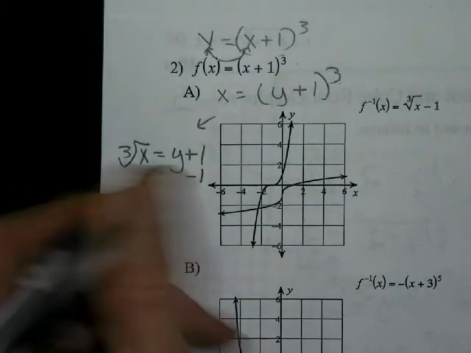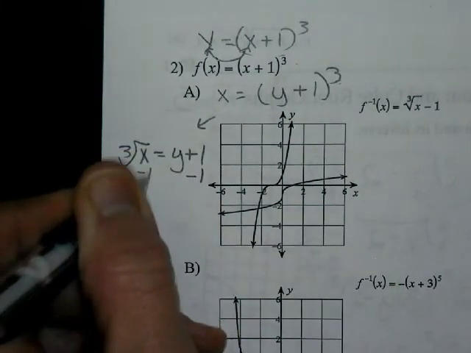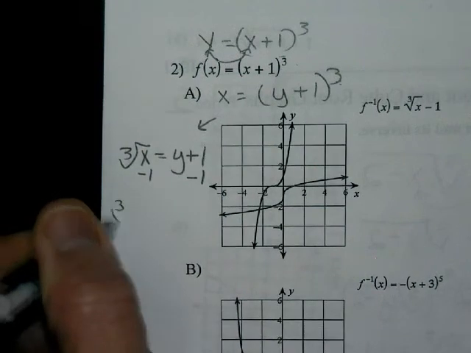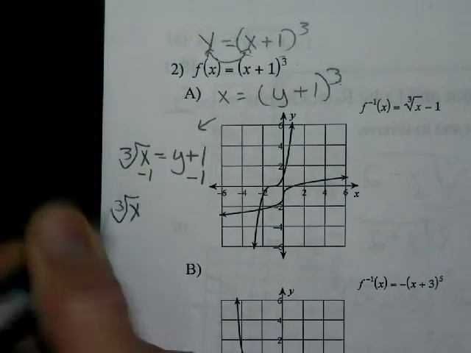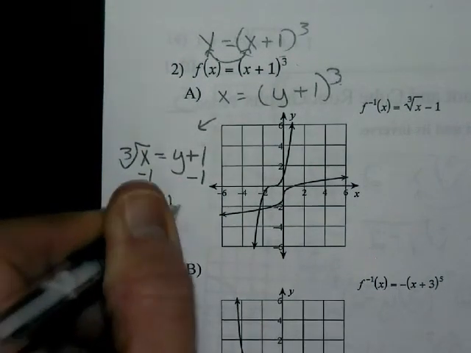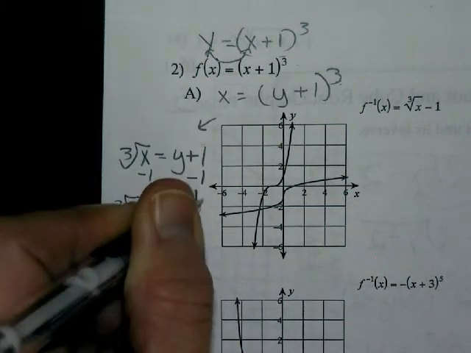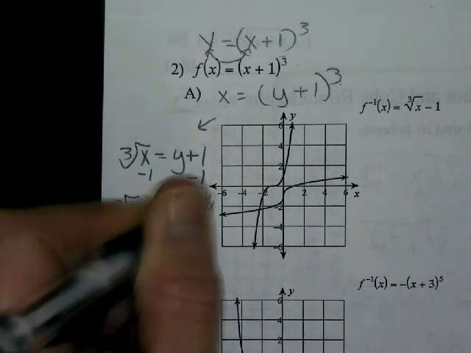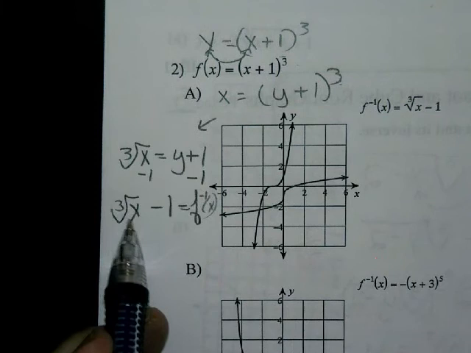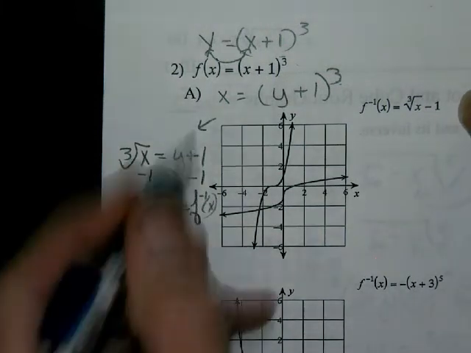And the last step is we take away the 1, which is found outside the cube root operation. And that's our inverse. So I should have a cube root. Oh, it looks like it's A.